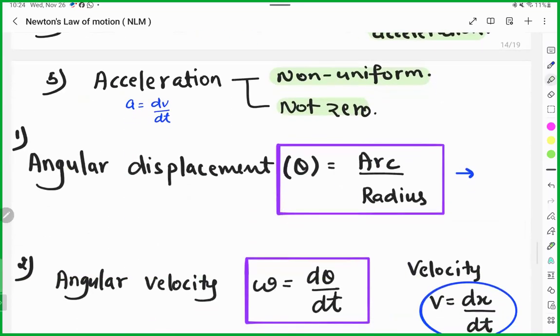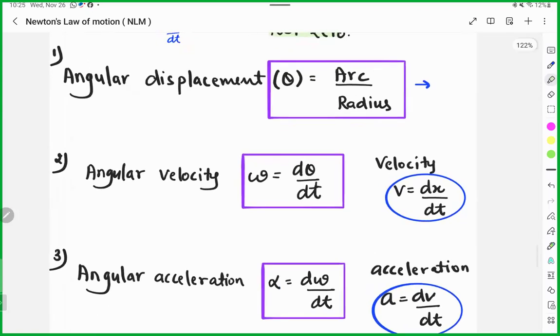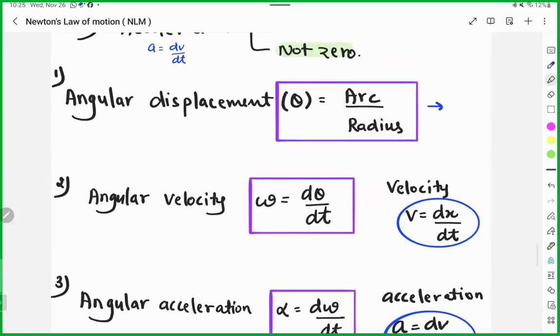Okay? There will be three things we are going to use in this topic. हमारे पास तीन चीजें हैं जो रोटेशन मोशन में हमें करनी हैं. एक एंगुलर डिस्प्लेसमेंट, angular velocity, and angular acceleration. It is same as normal displacement, normal velocity, and normal acceleration. Here, just because of the rotation motion, we are using angular displacement. Okay, first angular displacement, theta.